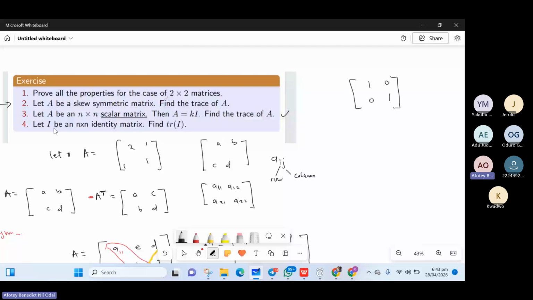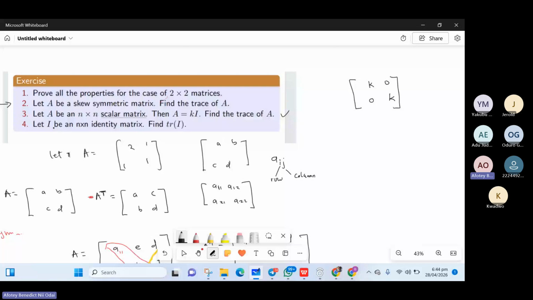So if A is a scalar matrix, then let's multiply this identity by a constant, let's say K. Because a scalar matrix is an identity matrix which has been multiplied by a constant. That's what a scalar matrix is. So find the trace of A.